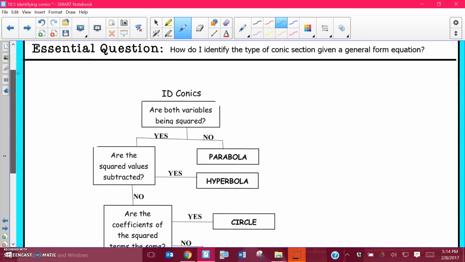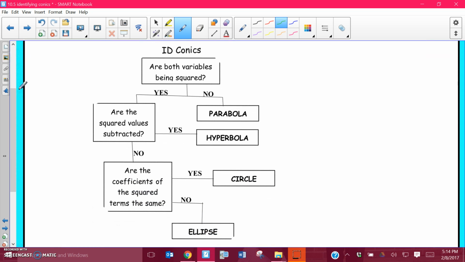Okay, so if you look on the back of your pink section in your foldable, we have this awesome flow chart that helps me figure out how to identify a conic given that general form. So the first question you ask yourself: are both those variables squared? Do I have an x squared and a y squared? If I don't, then it's a parabola. If there's only one squared term, it's a parabola. If there are two squared terms, then we have to ask ourselves some more questions.